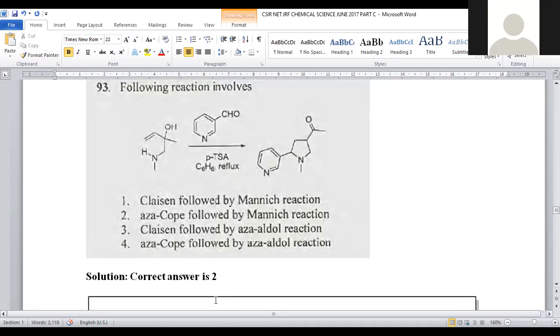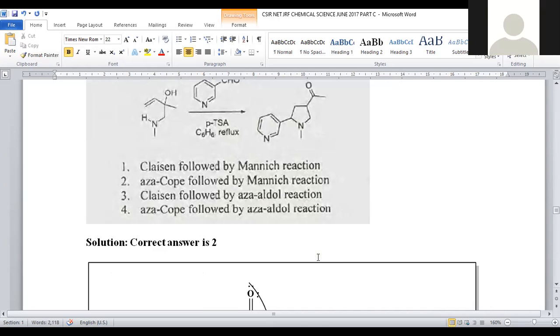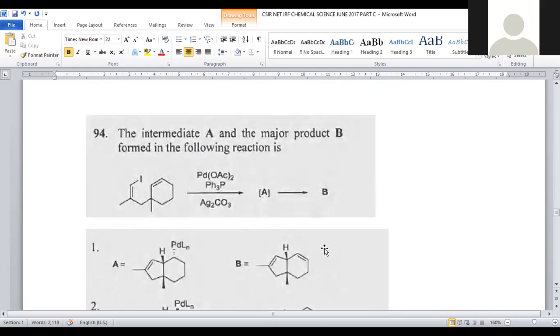For question number 93, option number 2 will be the right answer. Okay, so whenever this pyridine 3-carbaldehyde is added to a secondary amine, the lone pair of electrons of oxygen attached to nitrogen, and subsequently a 3,3 sigmatropic rearrangement followed by the Mannich reaction get carried out, so that the final product is obtained, right? Let us see the next question.